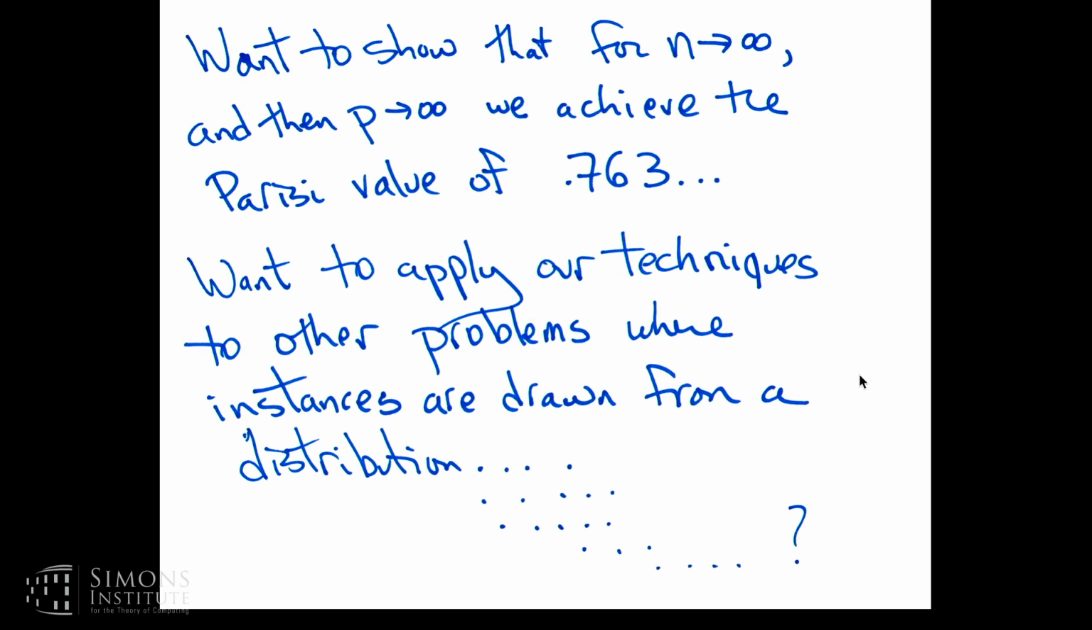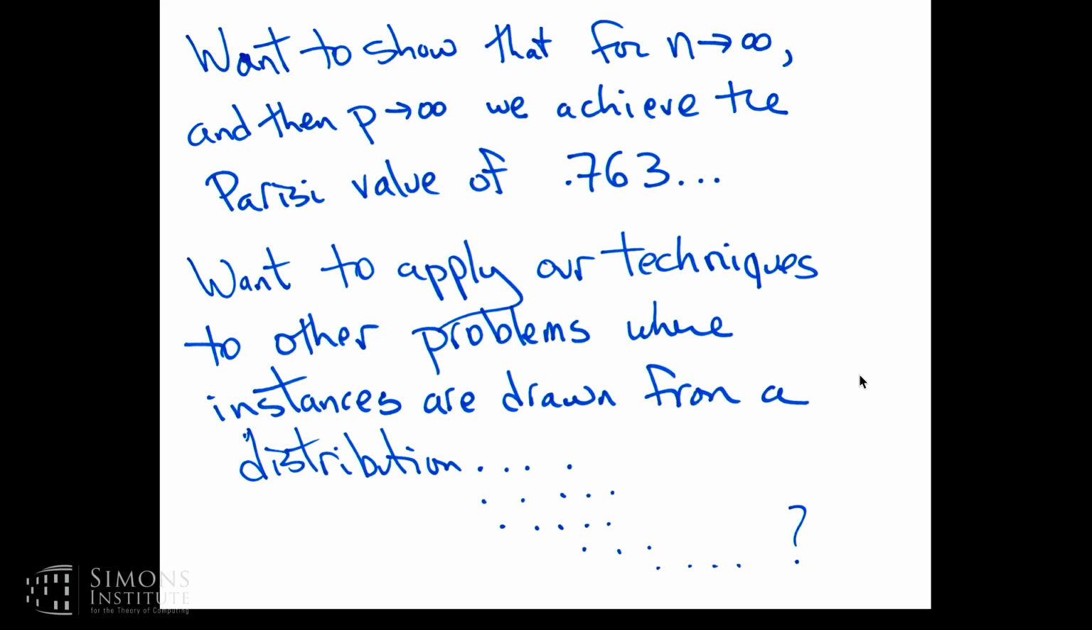This is really what I want to show, and I'm working quite hard on it and failing. I want to show that for n going to infinity and then p going to infinity, we achieve the Parisi value. We haven't done that yet. We just see it getting better, but it's technically complicated to show that. I haven't been able to. We're working on it.